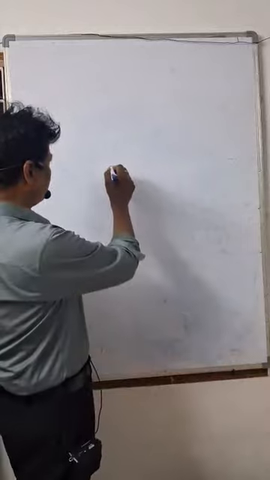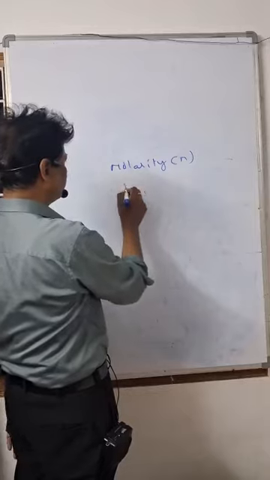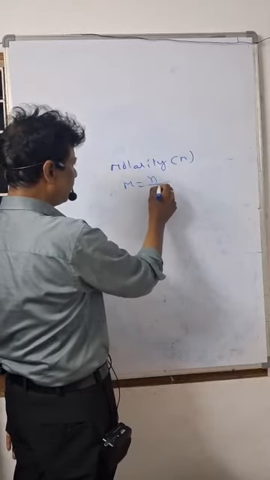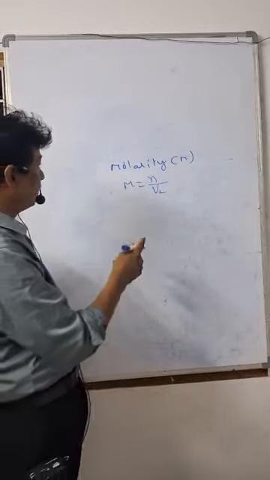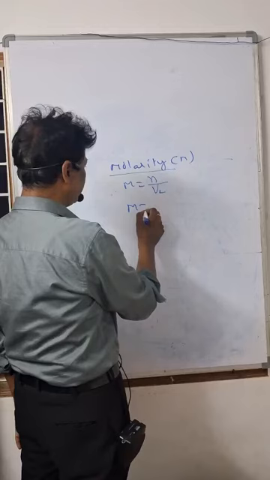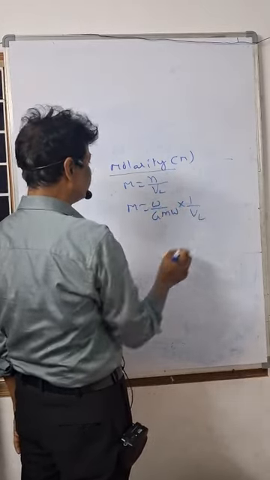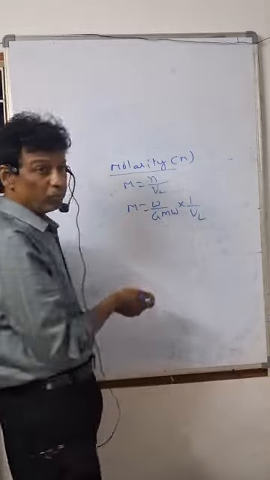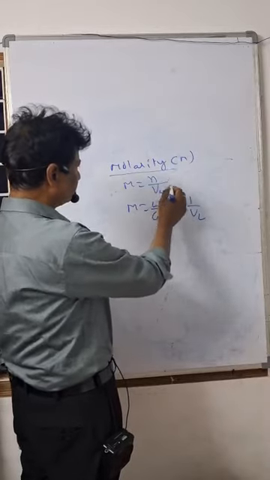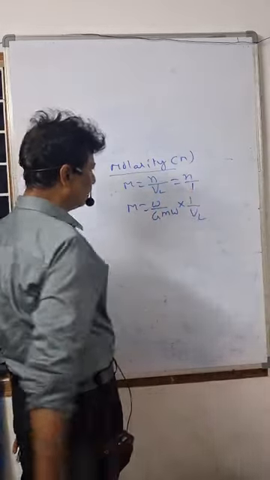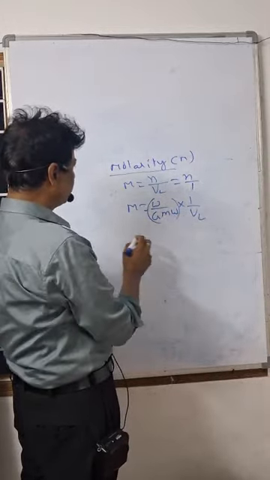Next we have molarity, capital M: number of moles of solute dissolved in 1 liter of solution. The formula is weight in grams by molar mass into 1 by V in liters. Number of moles per 1 liter of solution, n by V, where n is weight by molar mass.